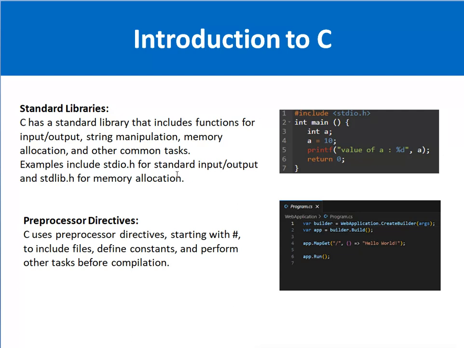Then preprocessor directives. Friend, whenever we use a hash at the start, it is used to include files, define constants, and perform other tasks before compilation. Here remember, friend, that C language code requires a compiler for execution. A compiler is basically a software program which converts the C code into byte code. So before running the program, a compiler is always required to process the C language code.